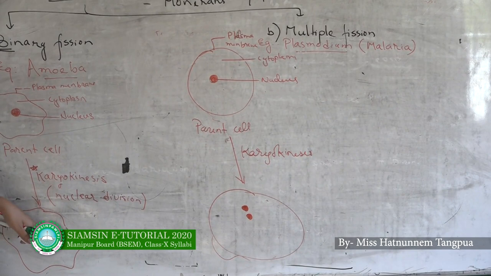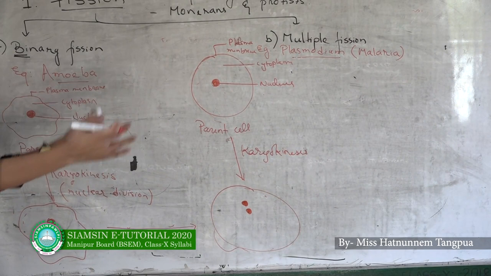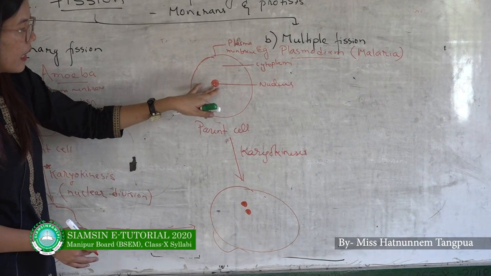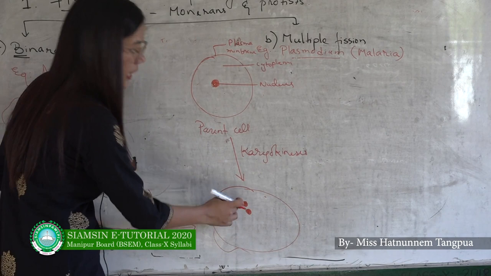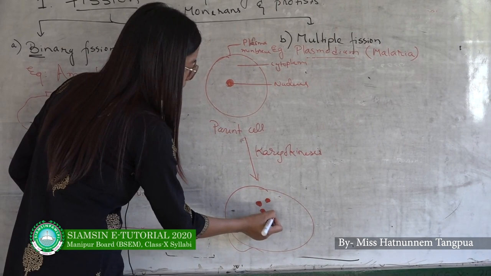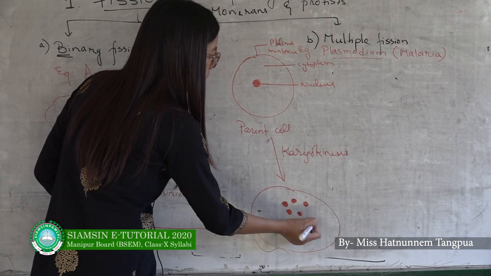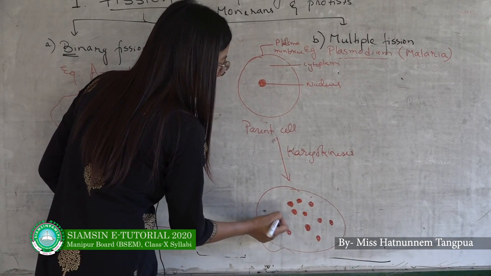In binary fission, after two nuclei form, cytokinesis occurs and two daughter cells form. In multiple fission, the nucleus undergoes karyokinesis, and the nuclei formed further undergo karyokinesis again. Then this one also divides again. It keeps on dividing, and many nuclei are formed.